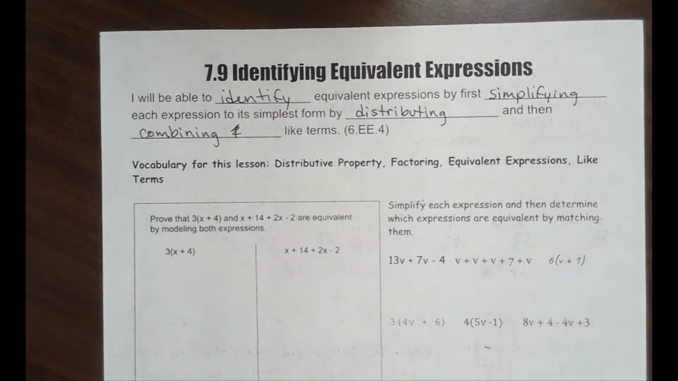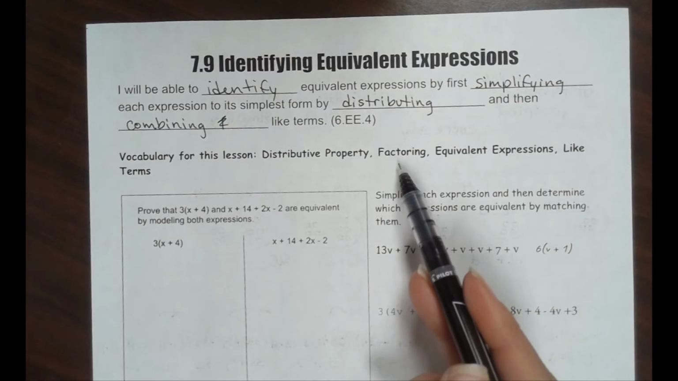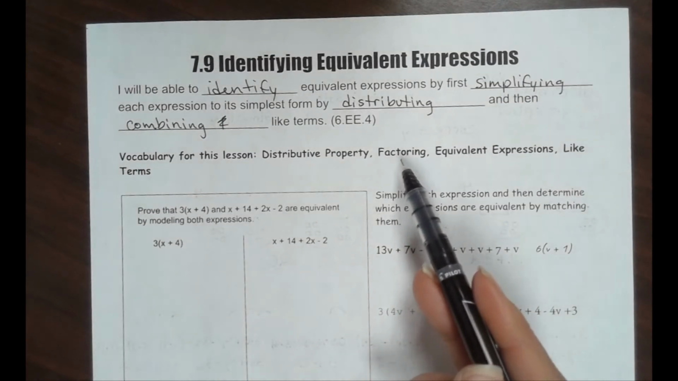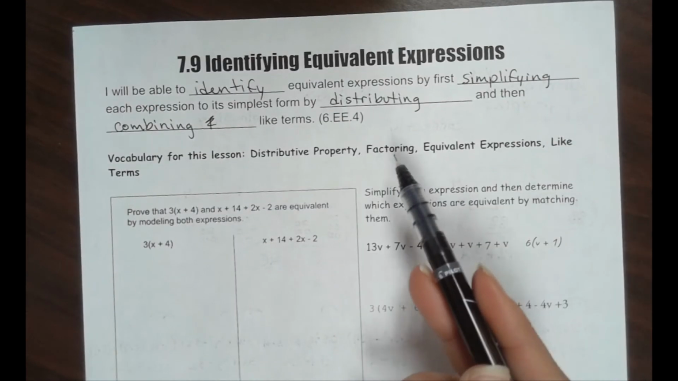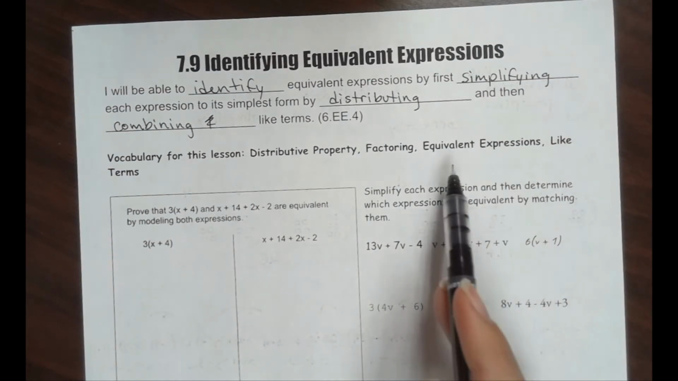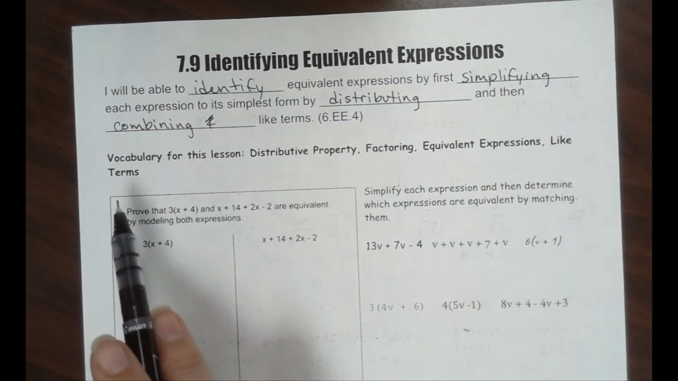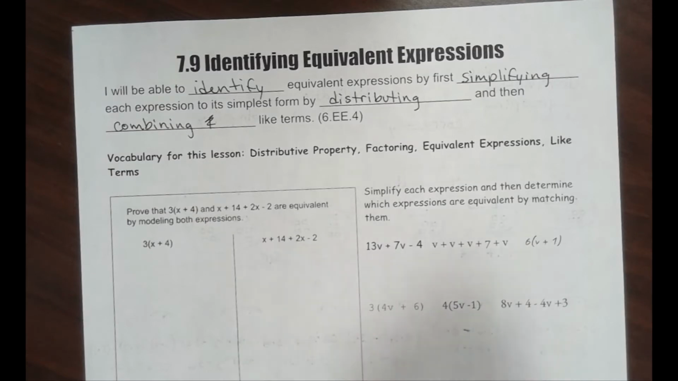Vocabulary for this lesson: distributive property. Remember, that's the property that we used when we multiply something on the outside of parentheses to each term inside the parentheses. Factoring is when we pull something out. Equivalent expressions are equal to each other when simplified, and like terms are terms that have the same exact variable. They can be added or subtracted together.